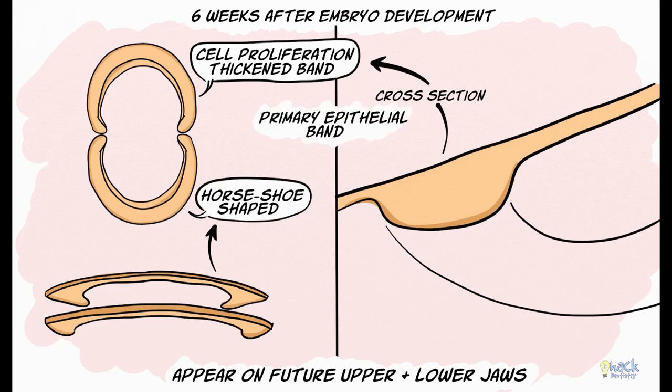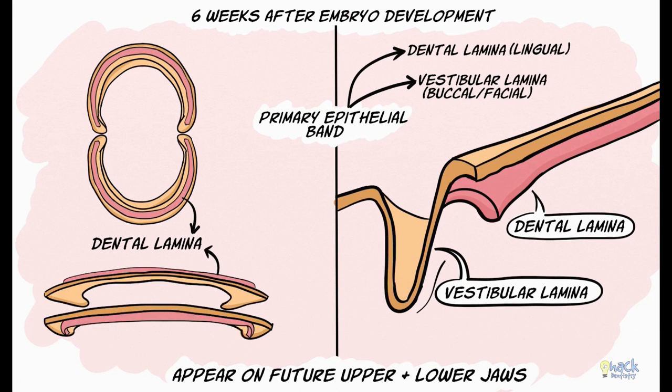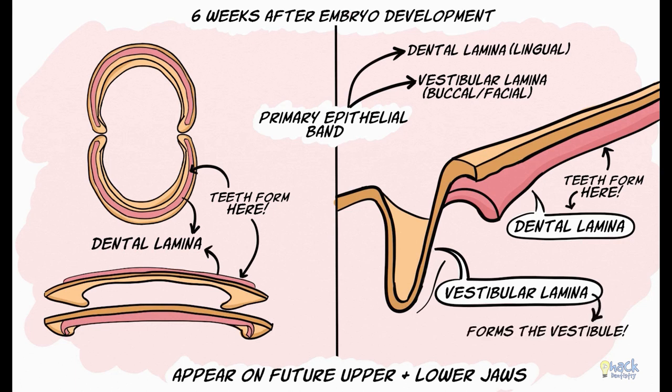And this epithelial band bifurcates into a lingual process called the dental lamina and a buccal or a facial process called the vestibular lamina. So it is on the dental lamina that the teeth will form, and the vestibular lamina will eventually give rise to the oral vestibule between the teeth and the cheeks.